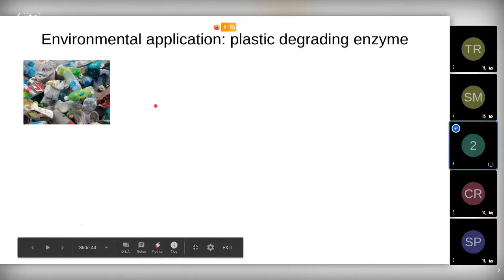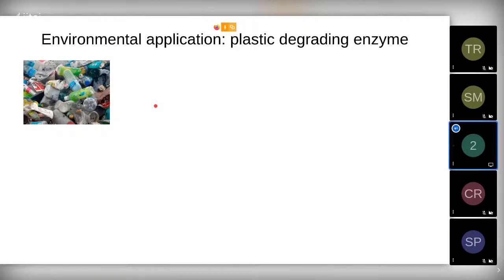Yeah. So another application, I will focus on the environmental side: designing a plastic-degrading enzyme based on computational techniques. As you know, plastic pollution is a menace of the 21st century, and one of the key components of plastic that is undegradable is called polyethylene terephthalate, or PET.